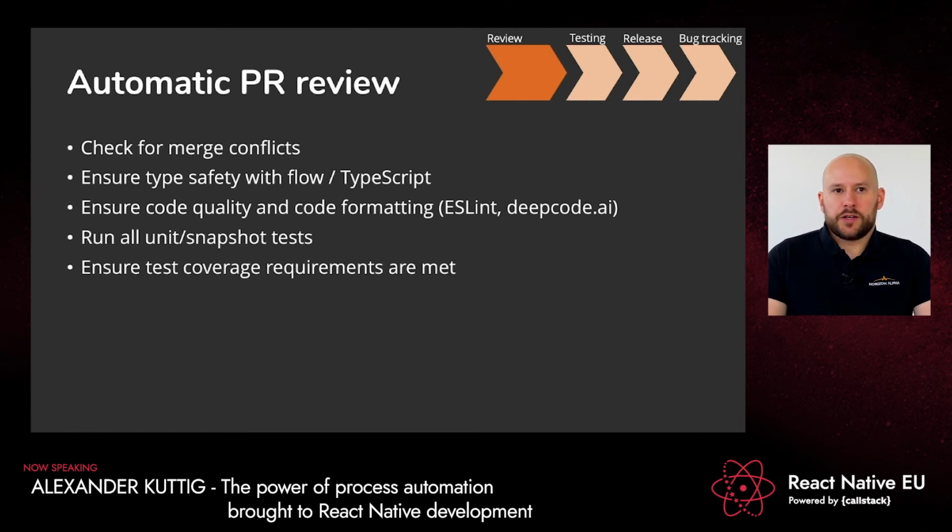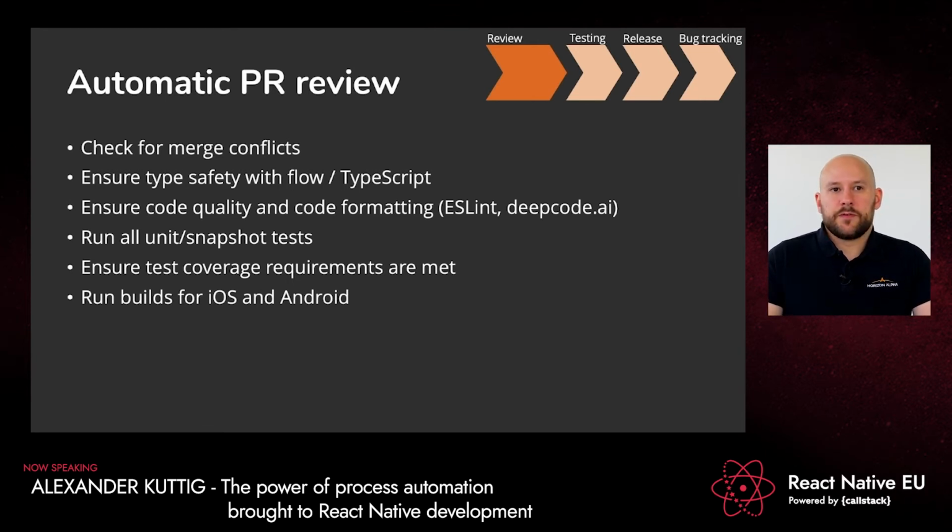Next thing we do is we run all our unit and snapshot tests and we ensure that our test coverage requirements are met. We do this to ensure that every developer is writing tests for new code and is adapting tests for the code he changed. Last but not least, we run builds for iOS and Android simply because we want to ensure that the builds run on our CI. Even if some developer added some native libraries or anything like that, we don't want to have this 'but it's running on my machine' thing. It has to run on our CI.